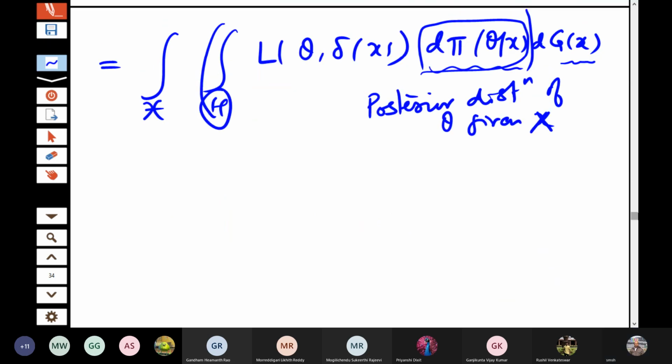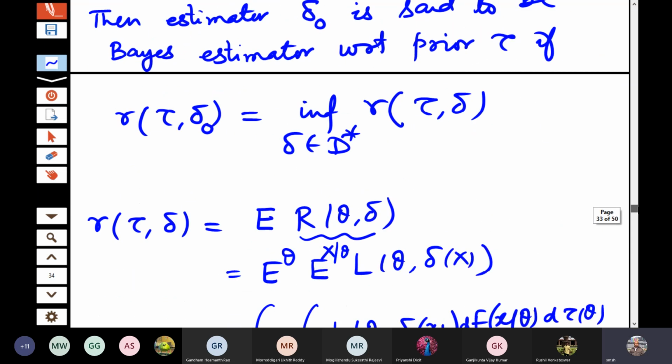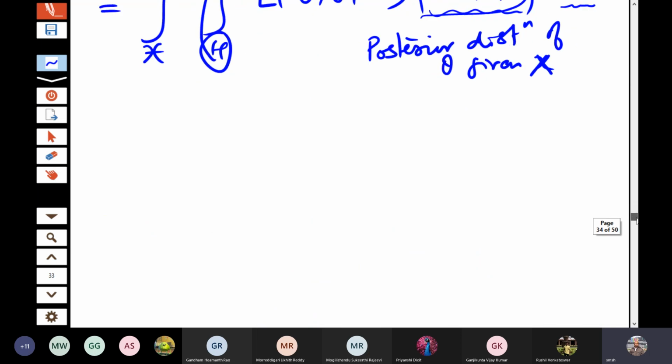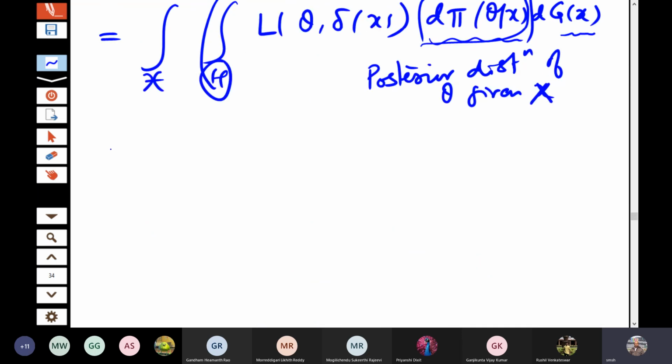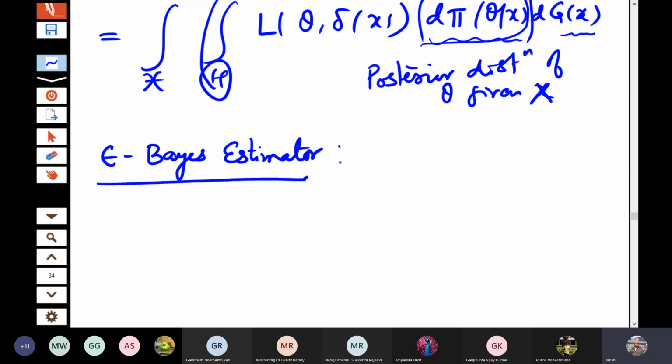Now, in mathematics, you know that when we try to find out the minimum value or the least value of a set, then sometimes the least value does not exist, but we may actually come closer to the least value. So there is a concept which is related to the Bayes estimator. It is called epsilon Bayes estimator. That means within the epsilon distance, if we are there, then this is known as epsilon Bayes estimator.